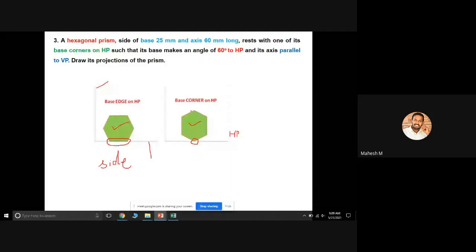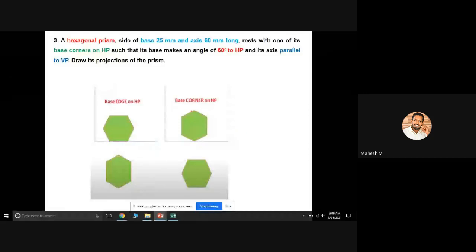So the next diagram. Do you see it? Edge hexagon: if you are looking at an edge hexagon from a top view, it will look like this. If you are looking at a corner hexagon from the top view position, it will look like this. So you have to draw this diagram for this particular problem.